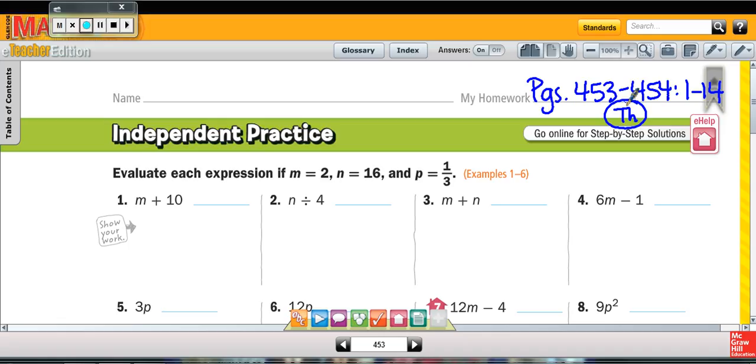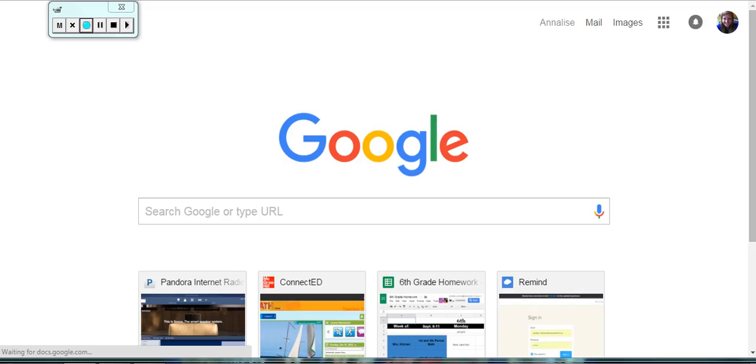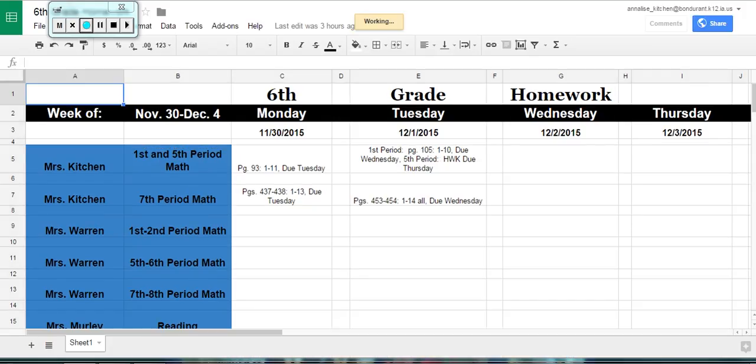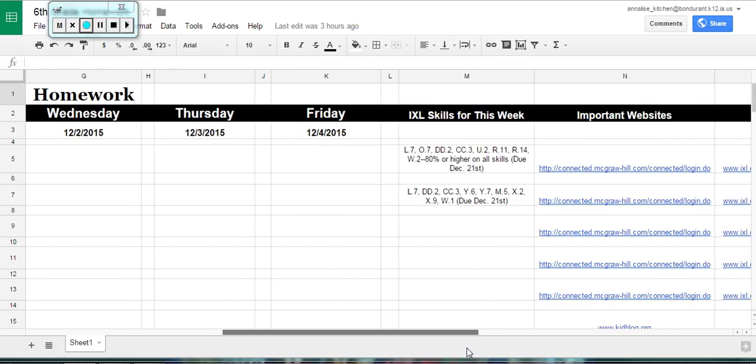you may continue on to work on those IXL skills. Remember, the IXL skills were emailed to you. They can also be found on our homework link page on the Bond Grant website. So if you scroll over, they're right here for our class, and you're working on any of those.